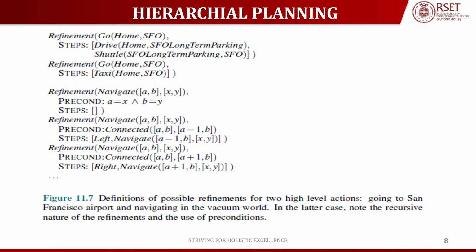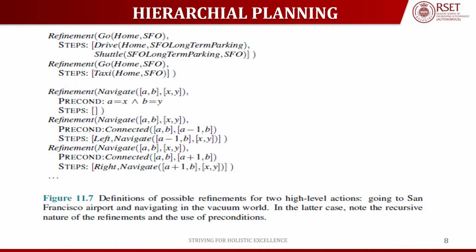And you have 2 steps, that is, drive from home to the airport parking and take a shuttle from parking to the terminal. So you have to do 2 actions, that is drive and shuttle. And now in the second refinement, you can see Taxi(Home, SFO). This is another way to go, that is, just take a taxi directly. So same goal, right? From home, you can go to SFO airport with the help of a taxi. So this is your second refinement.